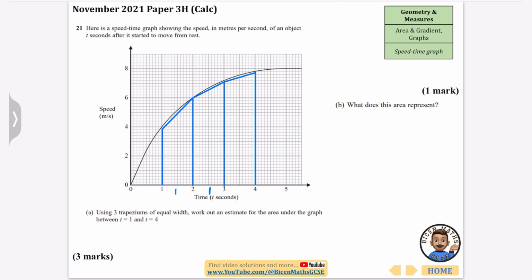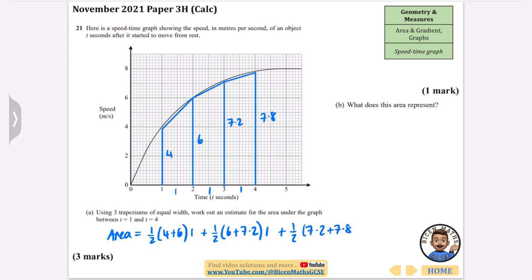So this is a gap of 1, and a 1. This is a 4, this is a 6, this looks like it is a 7.2. And our last one, if you look at the true one where the black line is, I think that is a 7.8. So we've just got 3 different parts here. I'm going to say that the area is equal to a half of 4 plus 6 times 1, a half of 6 plus 7.2 times 1, and a half of 7.2 plus 7.8 times 1.